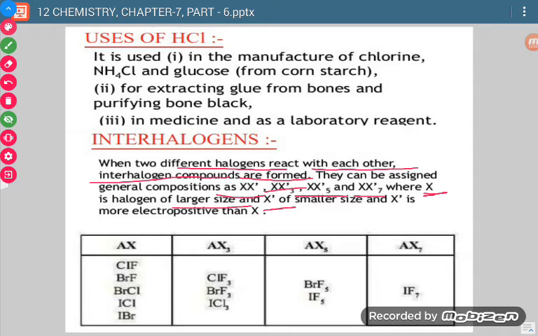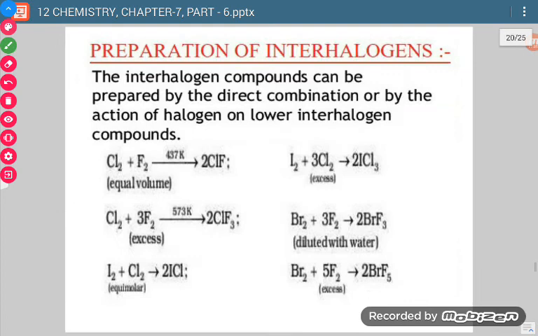Just like if we say IF7 or IF5, then I is in less amount, so it has the larger size. F is more in number, so it will have small size. So these are interhalogens.